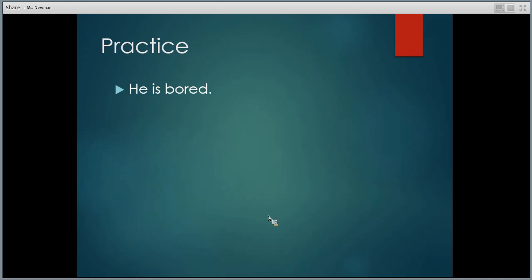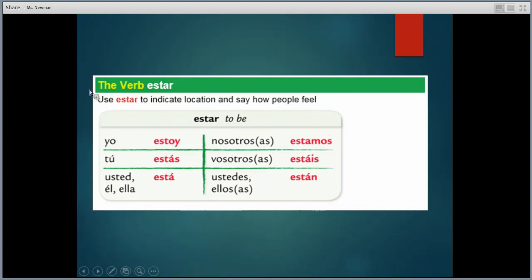Describing how someone feels is how they feel in that moment, not how they always are feeling. Okay, so he is bored is a temporary thing. Right now, he is bored. We would use the verb estar. We'd use that conjugation from the chart, and it would be él está aburrido. Okay, and you could just refer to this chart, and I would suggest copying it down into your notes and use this chart for as much as you'll need it, which will be a lot.